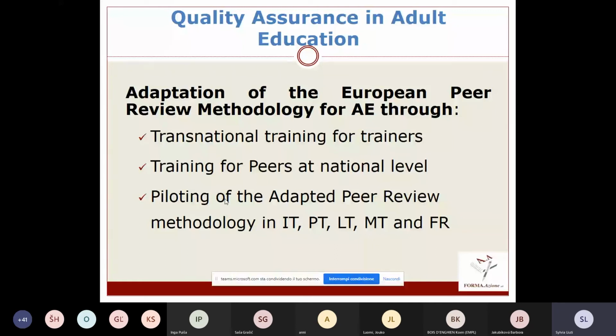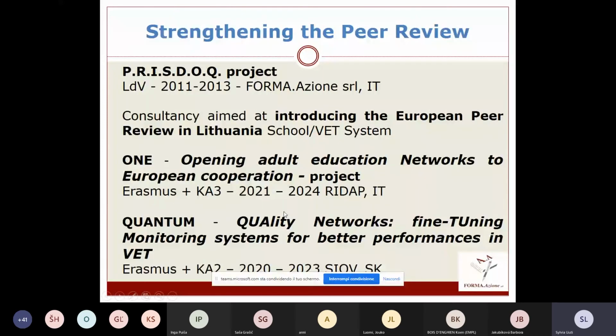And so we also organized this training at national level. And we piloted the peer review methodology for the adult education sector in different countries: Italy, Portugal, Lithuania, and again, Inga was involved too, so I have many professional friends here today, and Malta and France. So this was about the development, how we further developed the methodology in different contexts and domains.